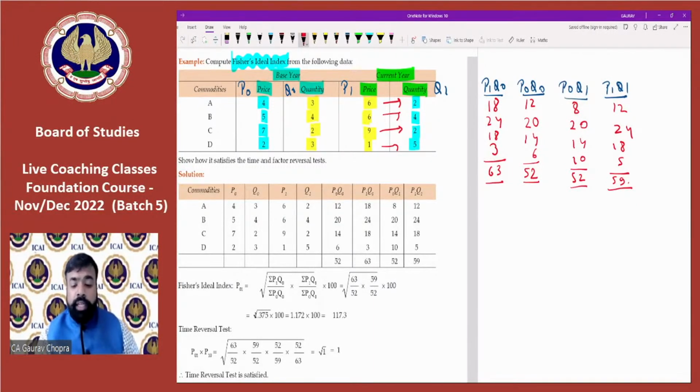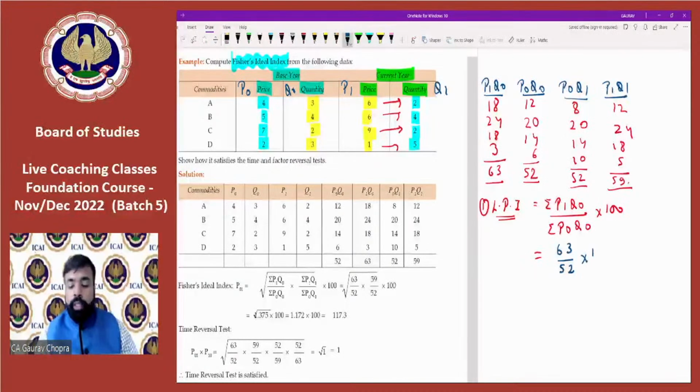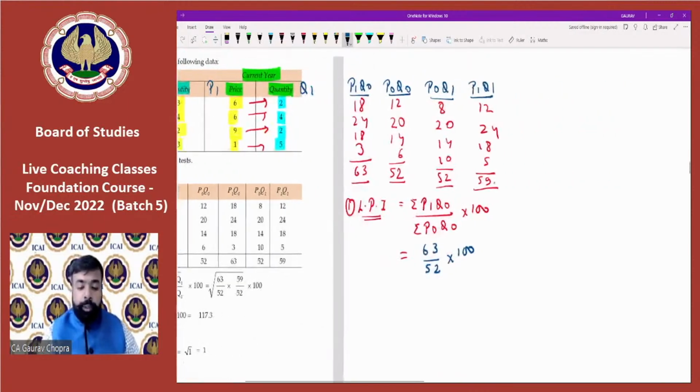So now we can calculate. Let's say if we want to calculate last year's price index number. So what was the formula? Sigma P1 Q0 upon sigma P0 Q0 into 100. So how much are we getting? 63 upon 52 multiplied by 100. So this becomes Laspeyres.